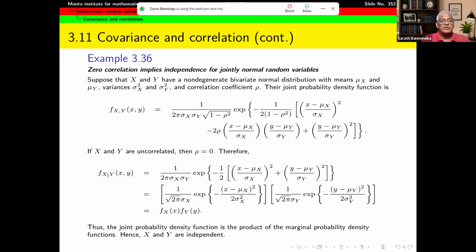Right? So therefore, we can see that f_XY can be written as a product of two densities, one in X only, the other one in Y only. So that is one definition of independence. If you can factor the joint density into the product of two marginal densities, then X and Y are independent. So here we have that situation. Therefore, we can say X and Y are independent.